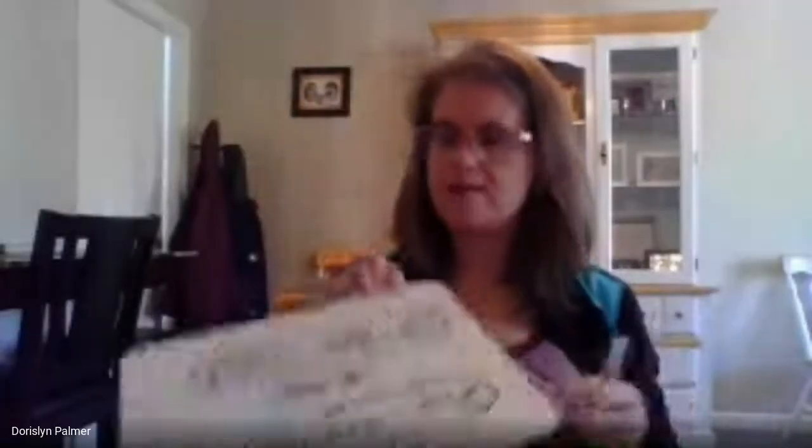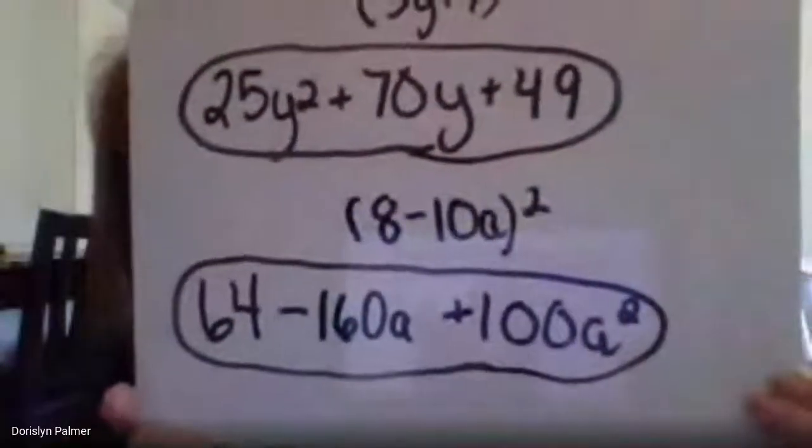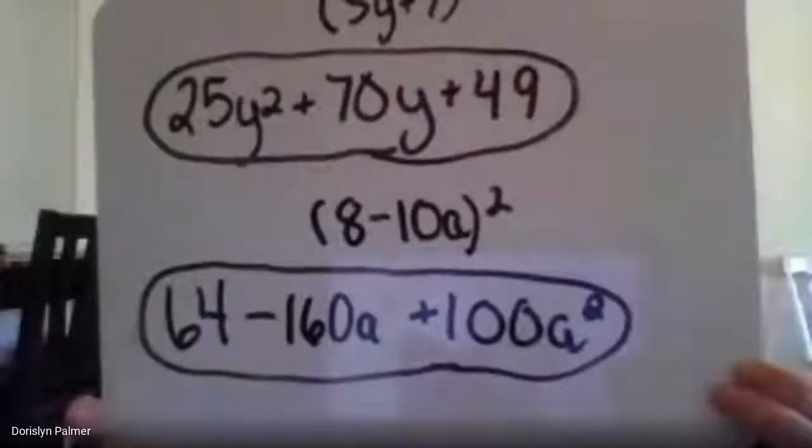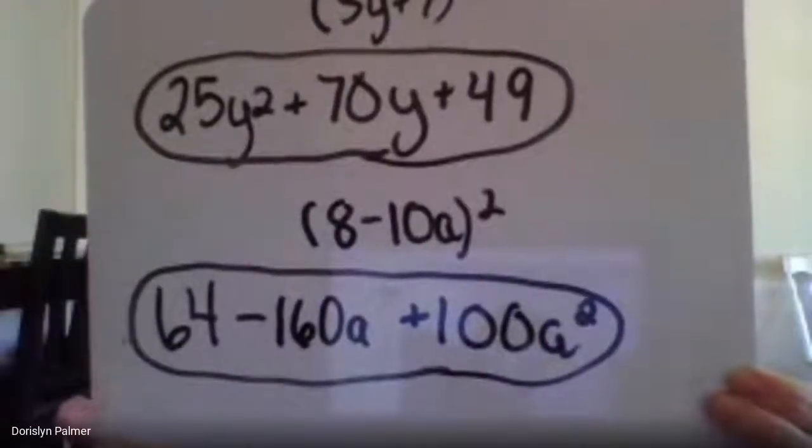Yep, square the first one, and then the middle one, since it's a subtraction, the middle term's going to be minus. Okay, 2 times the first term times the last term, and then square the last one. I know what I did. I squared 8, so I got 64 then multiplied it by. That's it. Yep, you squared it.